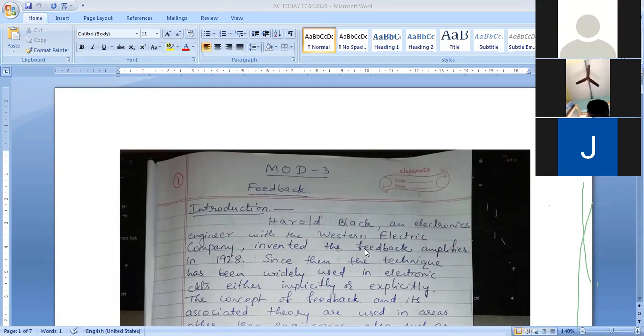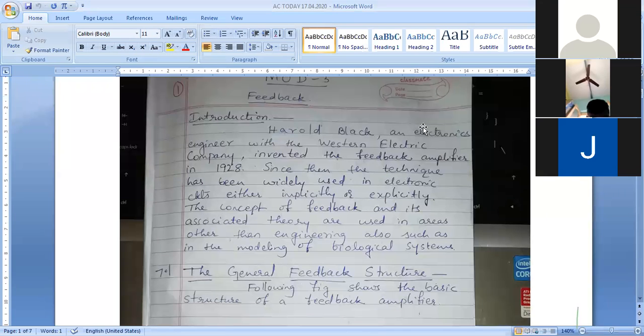So the feedback amplifier was first designed in the year 1928 by an electronics engineer. Okay, his name is Harold Black. So he designed the first feedback amplifier. The theory and concepts developed by him are being used widely nowadays in almost all the circuits. Now, apart from engineering, it is also used in modeling of biological systems. So it is a very important concept that he has developed.